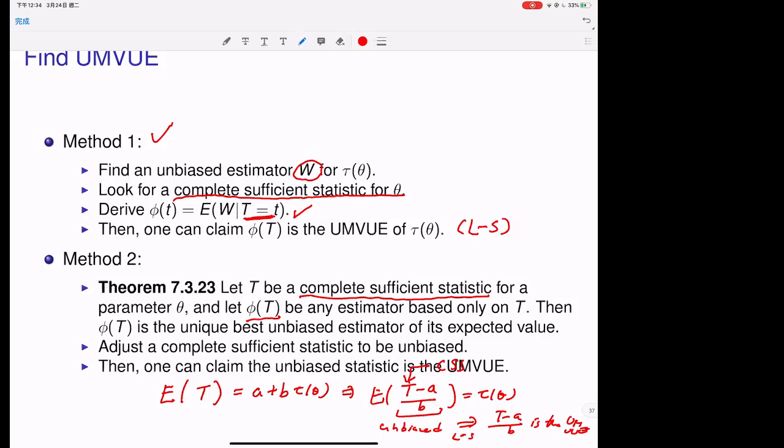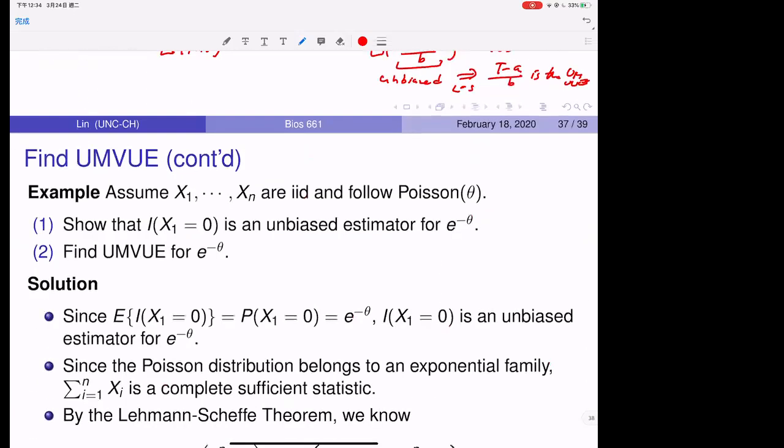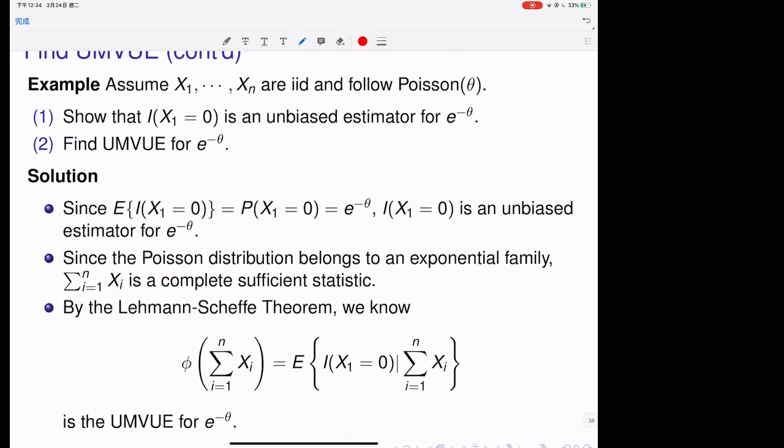Of course, if you do know some phi(T) and it turns out to be still a plus b tau theta, then you just work on your algebra to find phi(T) minus a divided by b as the UMVUE for tau theta. There are two ways we can find it. This is an example, we stop right there.